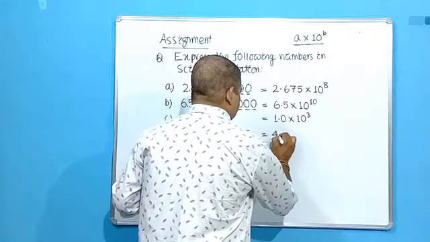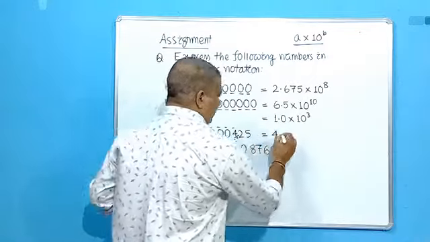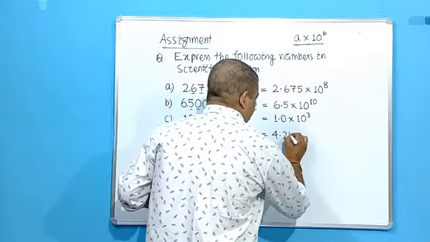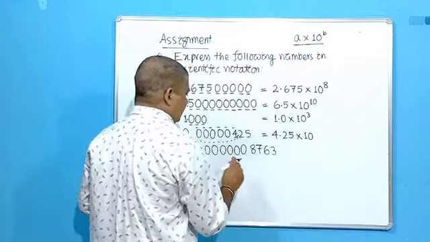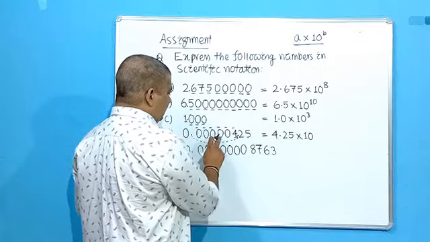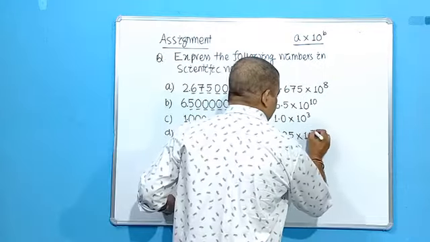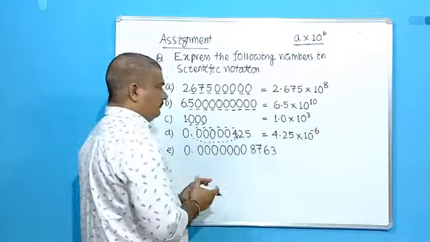So what will be the value? 4.25 into 10 to the power of the number of places we are moving towards the right. How many places? 1, 2, 3, 4, 5, 6. So 10 to the power minus 6.